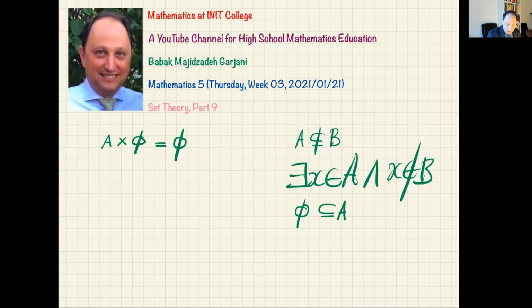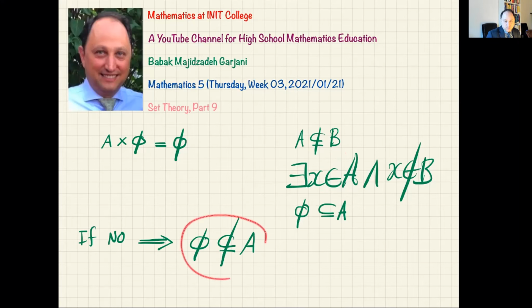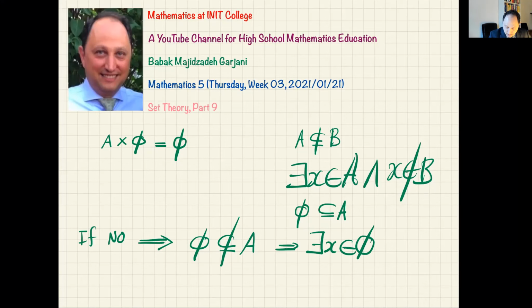If you say no, what does it mean? Then this means the empty set is not a subset of A. But what does it mean? It means that there exists something in this which is not here. But we know that this is not possible because the empty set doesn't have any elements. So this means that there exists an element in the empty set such that this element is not in A, but this is false.